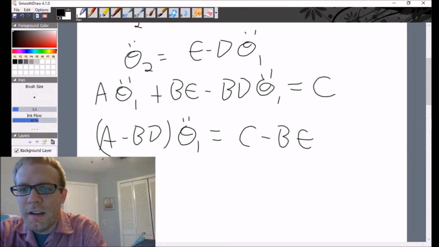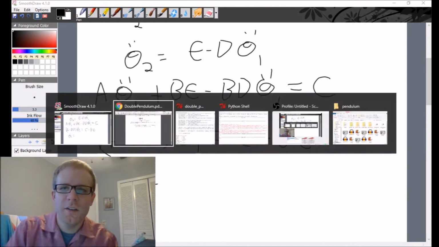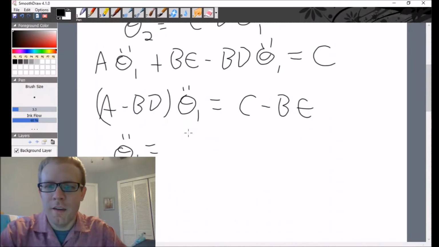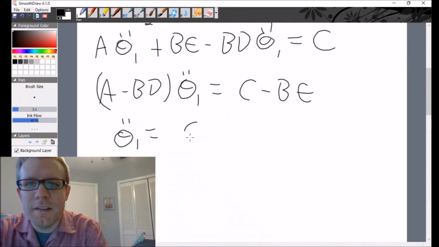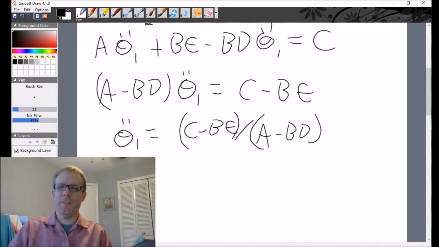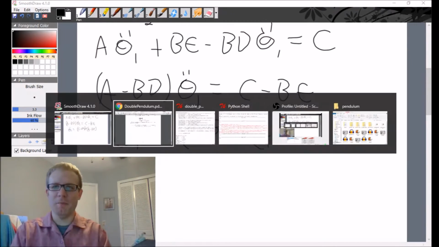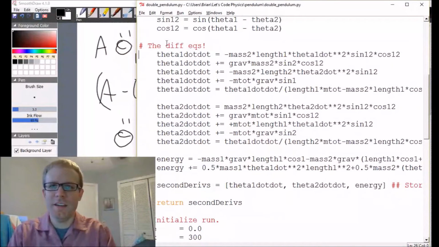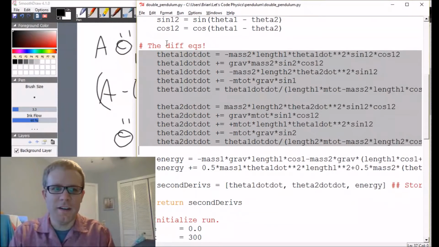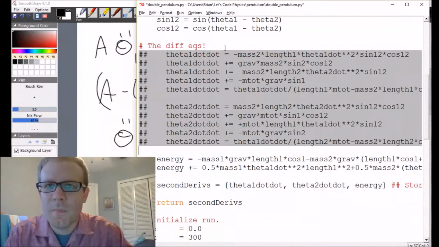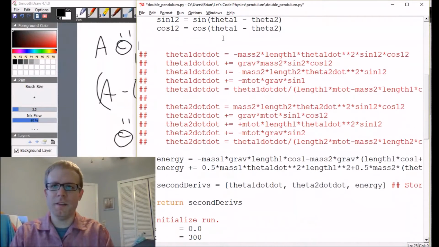And so theta double dot 1, oh, did my Wolfram finish? I just saw my icons blink. Nope, okay. So theta double dot 1 is going to be (C minus BE) divided by (A minus BD). Okay, there we go. So that's how we're going to build this thing. All right, I'm going to comment these out because they are handy, just in case I need them again.